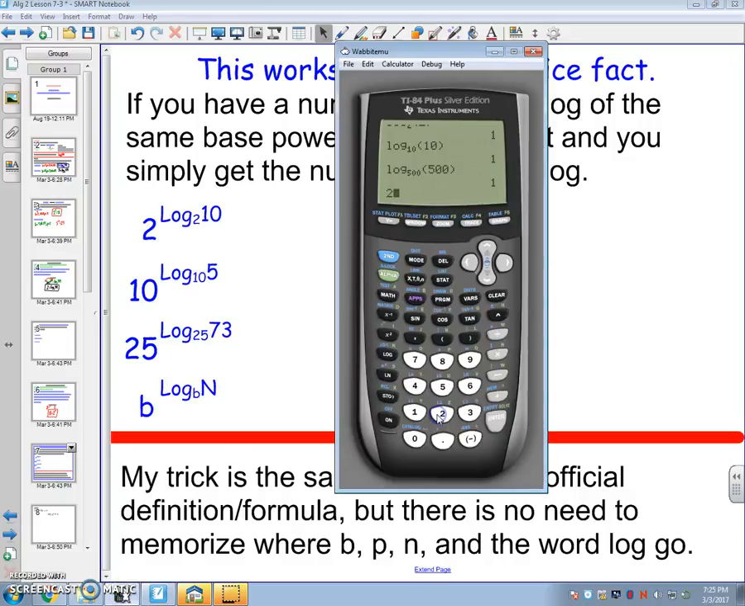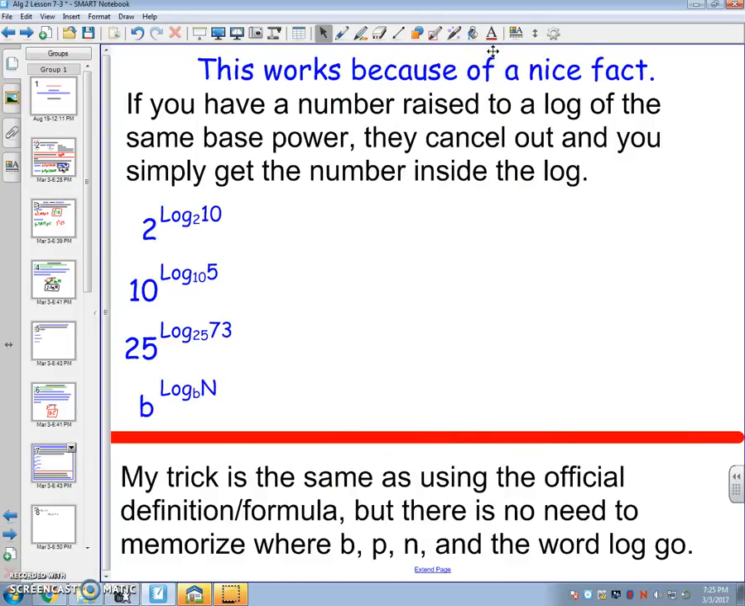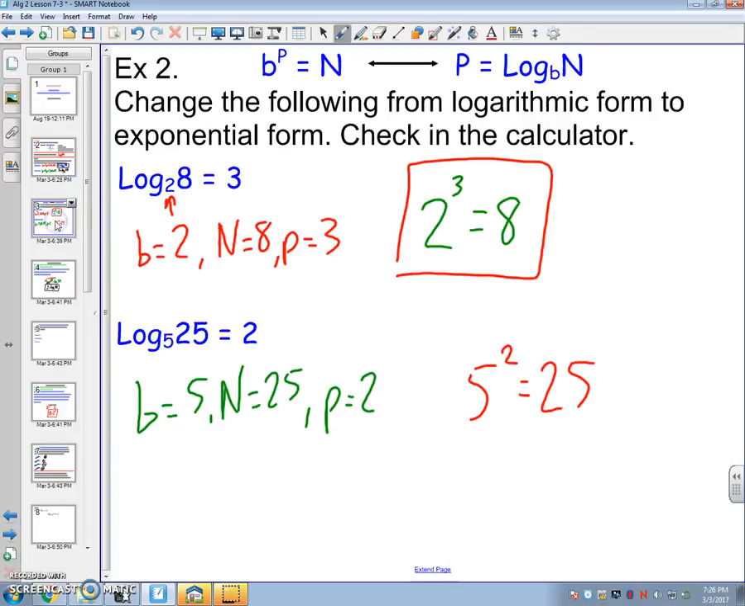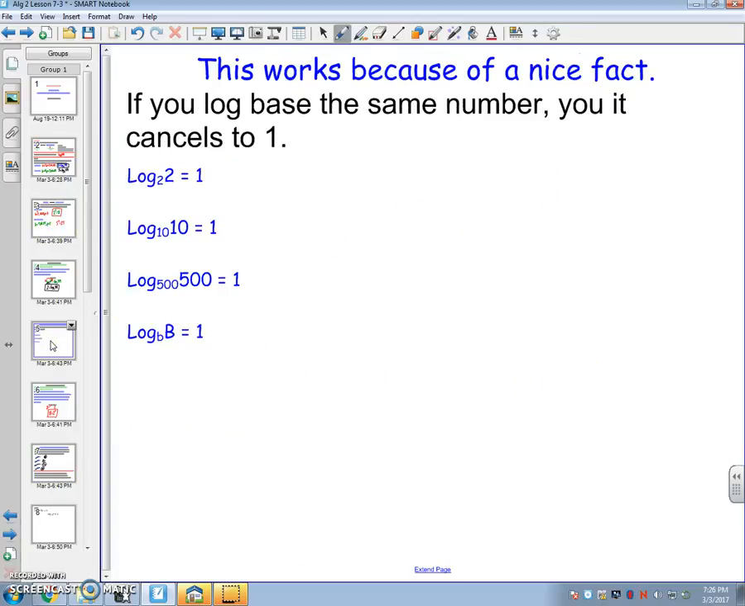So if I do 2 to the log base 2 of, say, 10, I get the answer 10. If I do 10 to the log base 10 of 5, I get 5. And by the next one, you'll see that the 25 and log 25 cancel out. So this cancels, I just get 10 as my answer. These cancel, I get 5 as my answer. These cancel, I get 73 as my answer. These cancel, I get n as my answer.